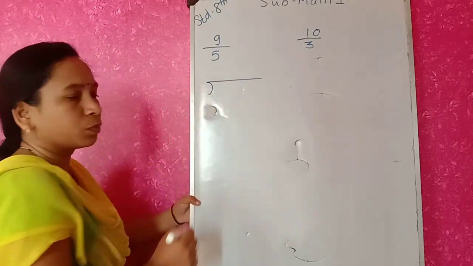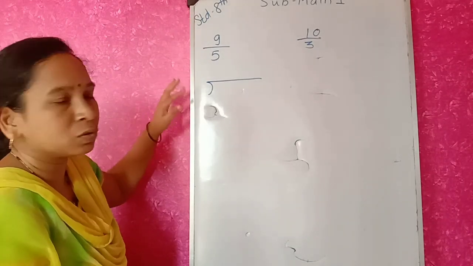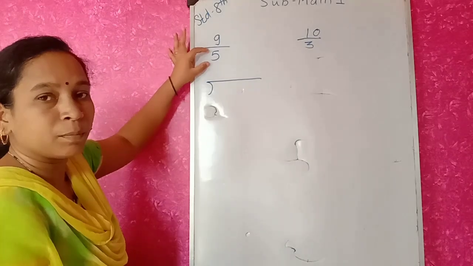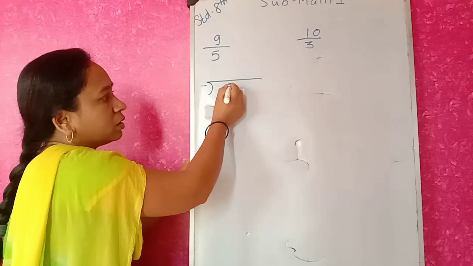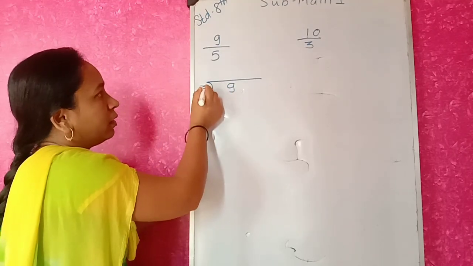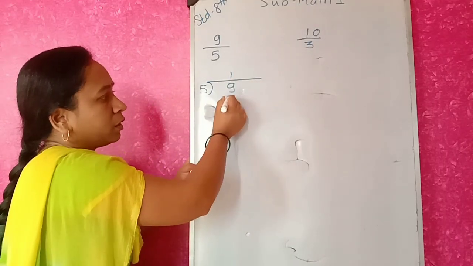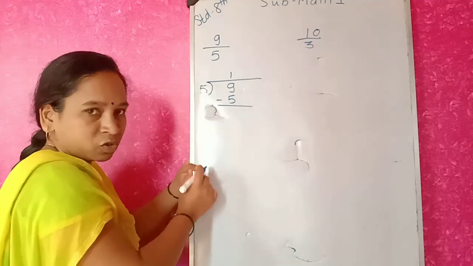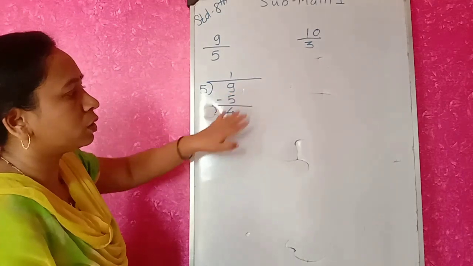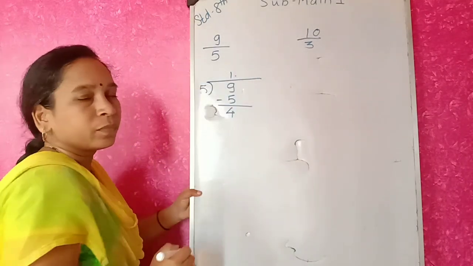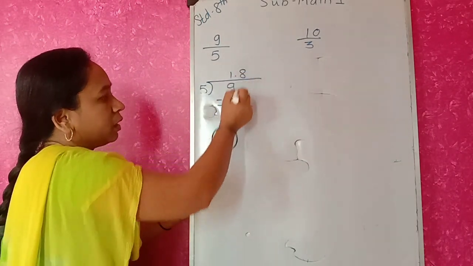I have observed that most students divide the denominator by the numerator. Here you have to divide the numerator by the denominator. The numerator is the dividend, it should come inside, and the divisor is the denominator. Now I have to divide it. 5 ones are 5, subtraction. Now you have to take the next digit down, but here there is no digit, so I will put the point and join a 0. So 5 8s are 40.